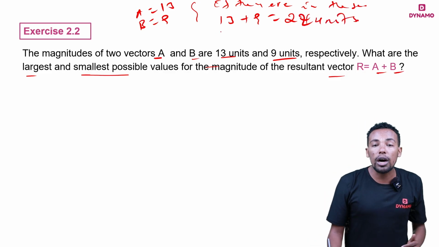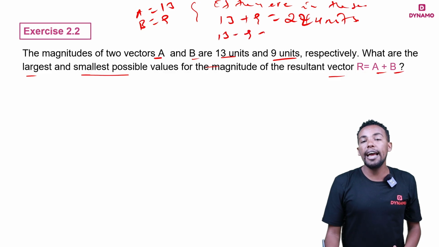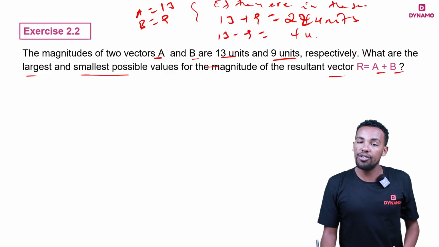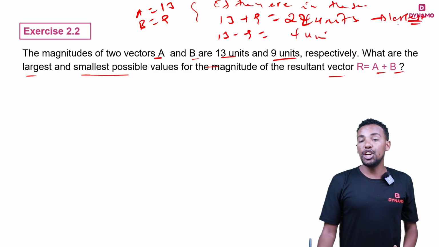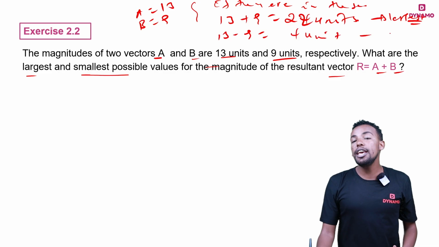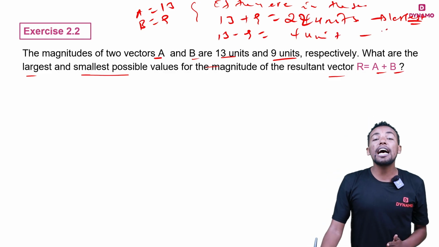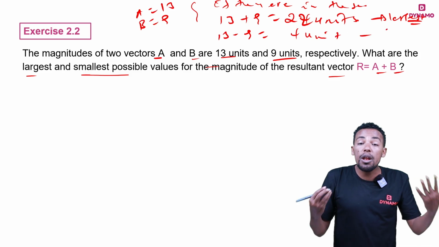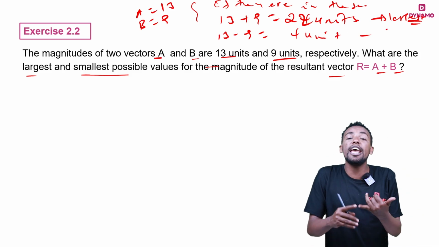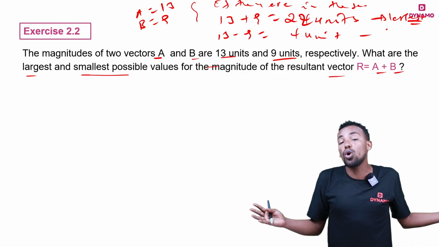The smallest one is what? 13 minus 9. How many? 4 units. Smallest is 4. So what does it mean? The numbers between 22 and 4 are the possible values of the resultant of A and B. Possible value ta'uu danda'u jechuudha.